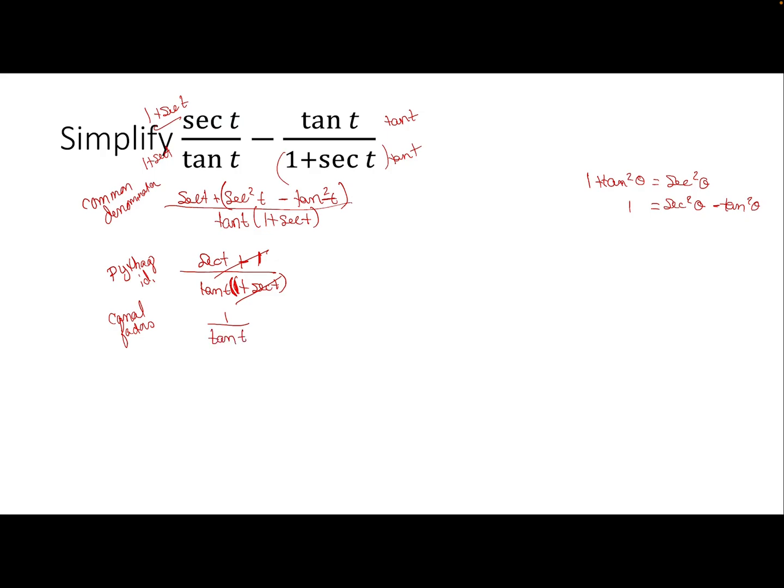And I know that that's not as simple as it can get because I have a reciprocal identity that says 1 over the tangent of t is the cotangent of t. Which means that had we graphed that big mess, we would have simply seen the cotangent of t. They are equivalent to each other.